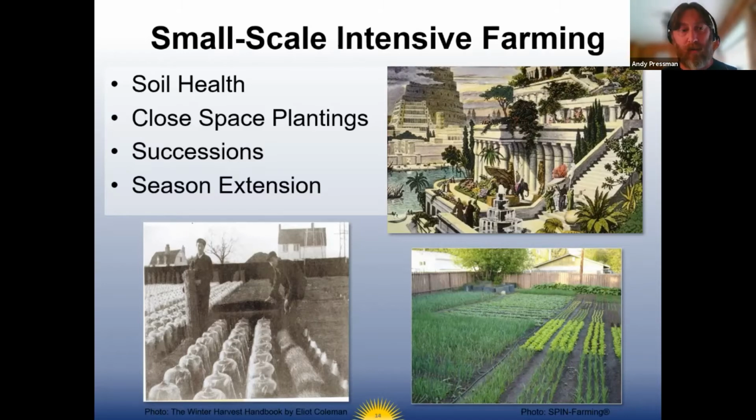1 is soil health, 2 is close space plantings, 3 is successions, which Michael talked about in his video, and 4 is season extension. And I think Joe and Raphael from the USDA spoke a little bit about this in terms of the NRCS program for high tunnels, which you'll hear quite a bit about in Baltimore. But these components are nothing new. They've been around for centuries.